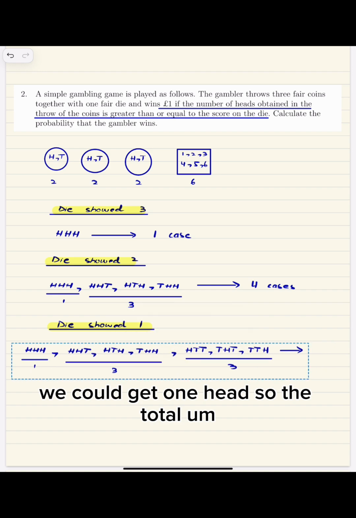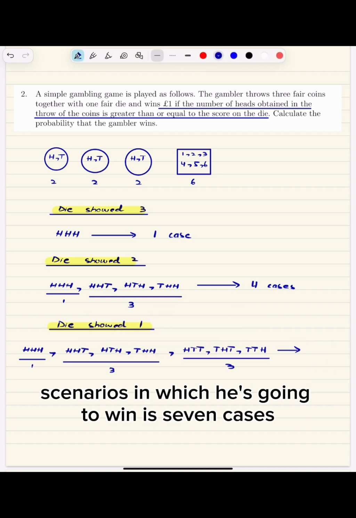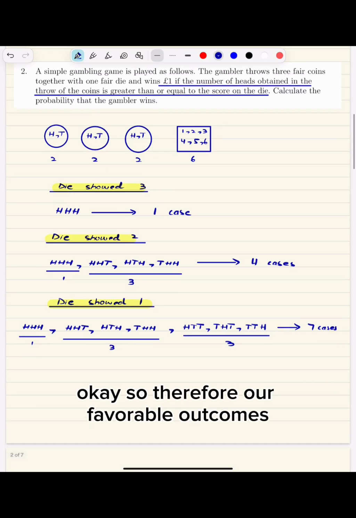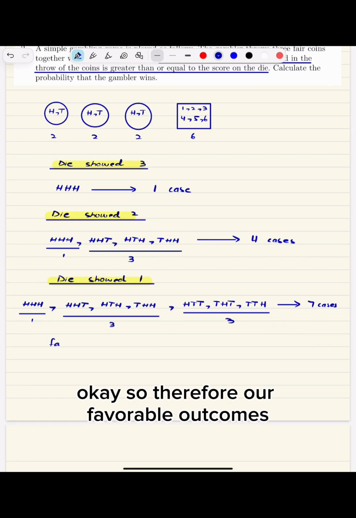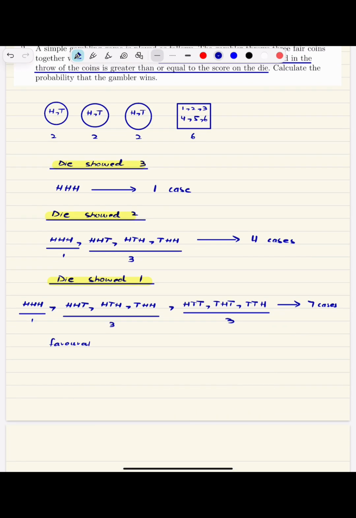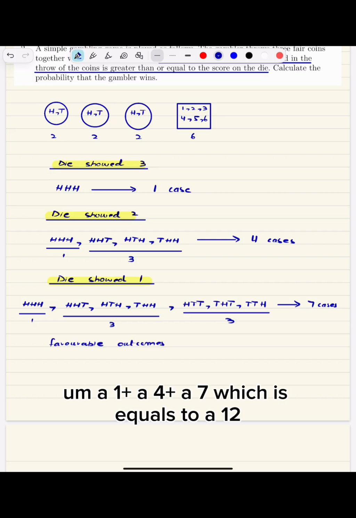So the total scenarios in which he's going to win is 7 cases. Okay, so therefore our favorable outcomes are 1 plus 4 plus 7, which is equal to 12.